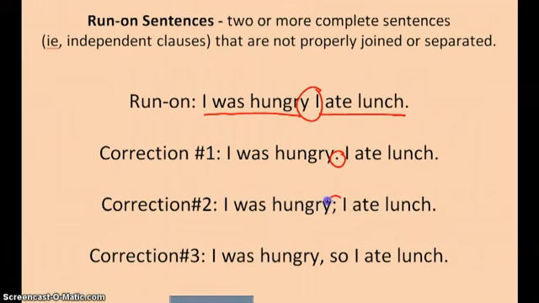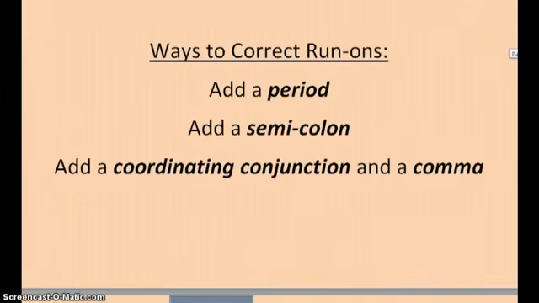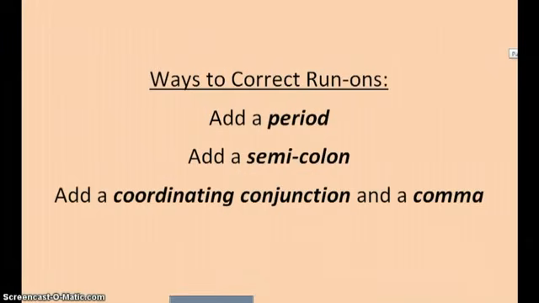You can also correct them by inserting a semicolon. That's only if these are two independent clauses. Or you can use a combination of a comma and a coordinating conjunction. Very important that the comma and the coordinating conjunction are both used. You would not use just a comma. It's got to be both the comma and the coordinating conjunction. So those are three ways to correct run-on sentences. Add a period, add a semicolon, or add a coordinating conjunction and a comma.